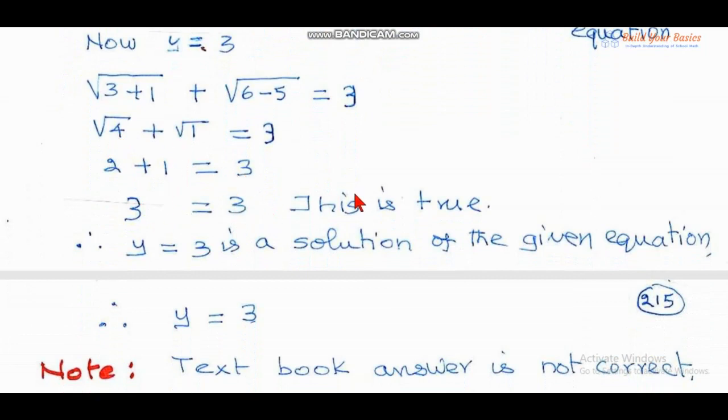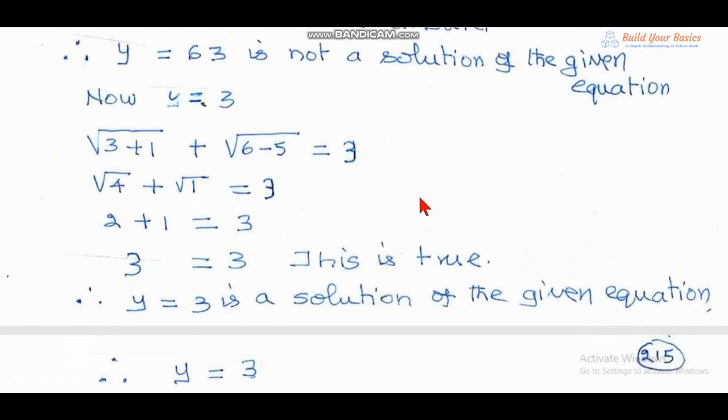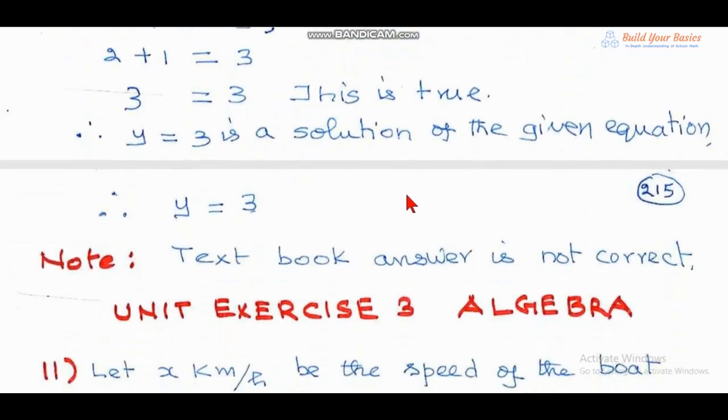So we have got a true result. That means y equal to 3 is a solution of the given equation. So the given equation has got only one solution, namely y equal to 3. If that y equal to 3 also doesn't satisfy, means the given equation has no real solution. Therefore y equal to 3 is the only solution. The textbook answer is not correct for the problem.